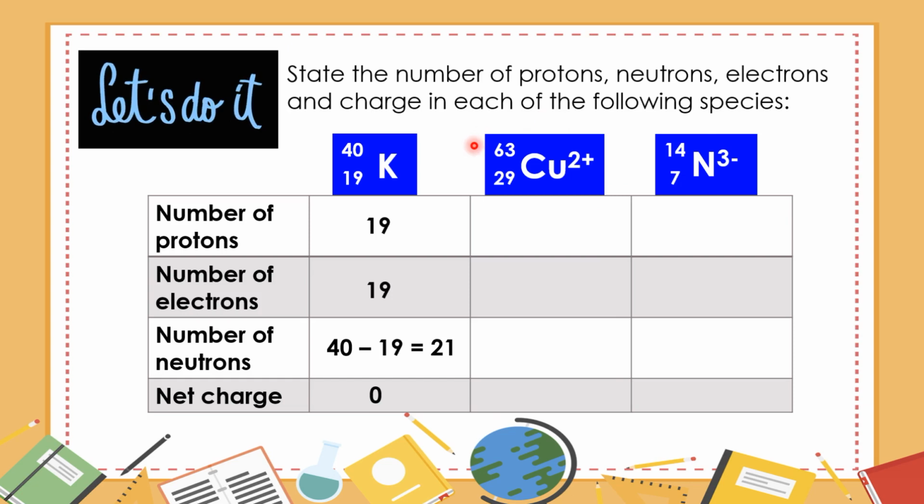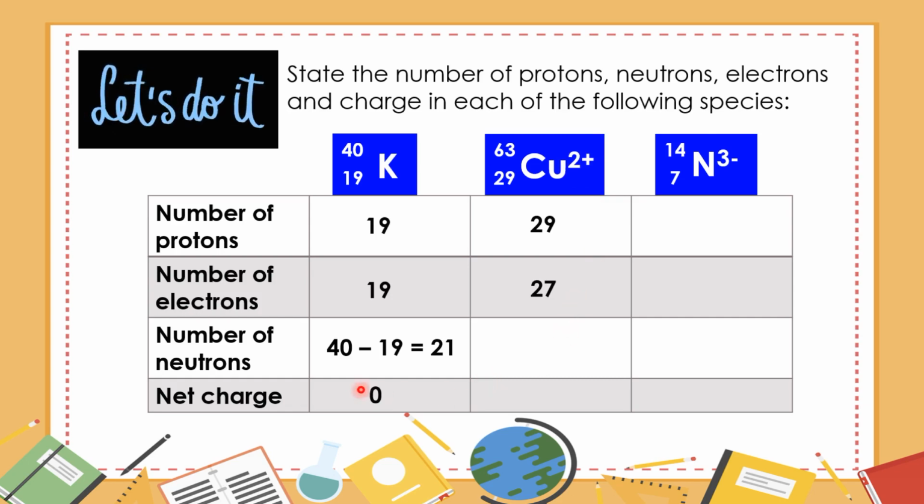As for the second isotopic notation, it is presented here in the form of a cation, copper 2+. The number of protons here is 29. The number of electrons is not equal to the number of protons, since this is a cation where 2 electrons are removed from the copper atom. Therefore, the number of electrons is 27.